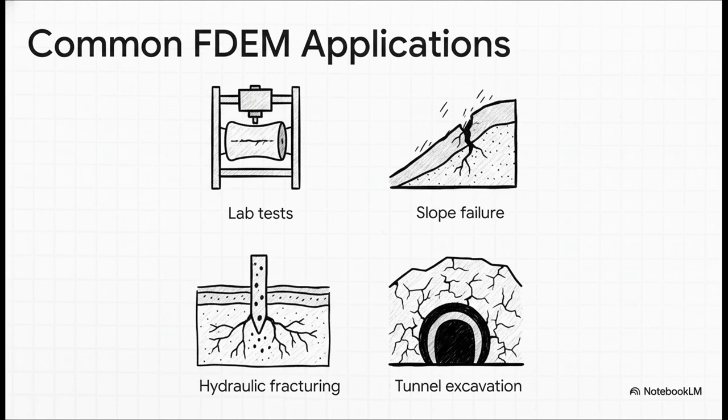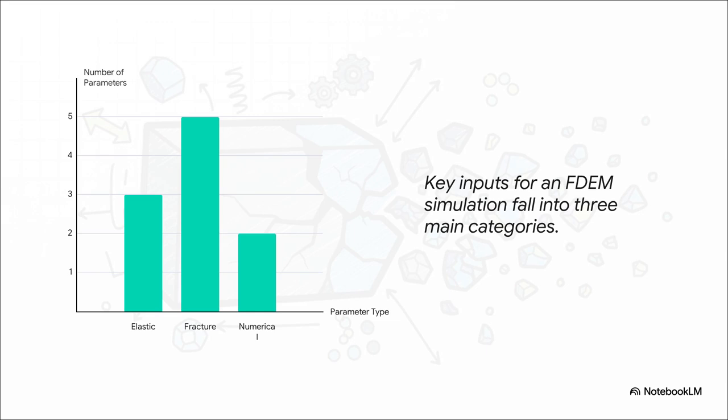I mean, engineers use FDEM for everything, from simple lab tests like crushing a rock sample, all the way up to massive, complex engineering problems. We're talking predicting landslides and slope failures, figuring out how rock is going to fracture when you're digging a tunnel, optimizing blasting patterns in a mine to get just the right kind of fragmentation, and even simulating hydraulic fracturing. It's super versatile.